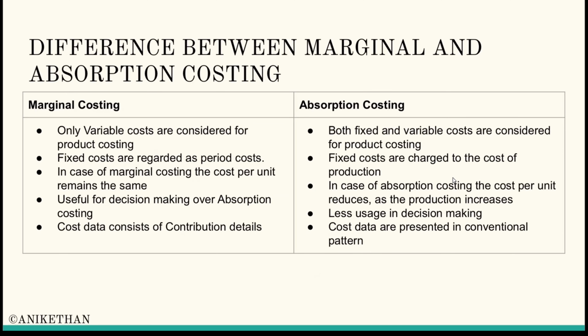These are some differences between marginal costing and absorption costing. Absorption costing is also called traditional costing. In marginal costing, variable costs are used and fixed cost is regarded as period cost, meaning for the full capacity per annum or per month, it is considered. And in marginal costing, the cost per unit remains the same. So this is useful to decide whether to start a business, stop a business, accept a new offer, or, among many products, which is more profitable. This information we can get from marginal costing.